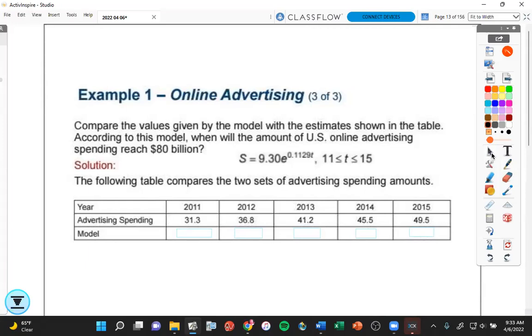How do you feel about 32.2 compared to 31.3? The book's answer says 32.2. How do you feel about your answer? Pretty close. How about 2012? So look at these, and we keep going. Does that model appear to be a good estimator of what's going to happen?